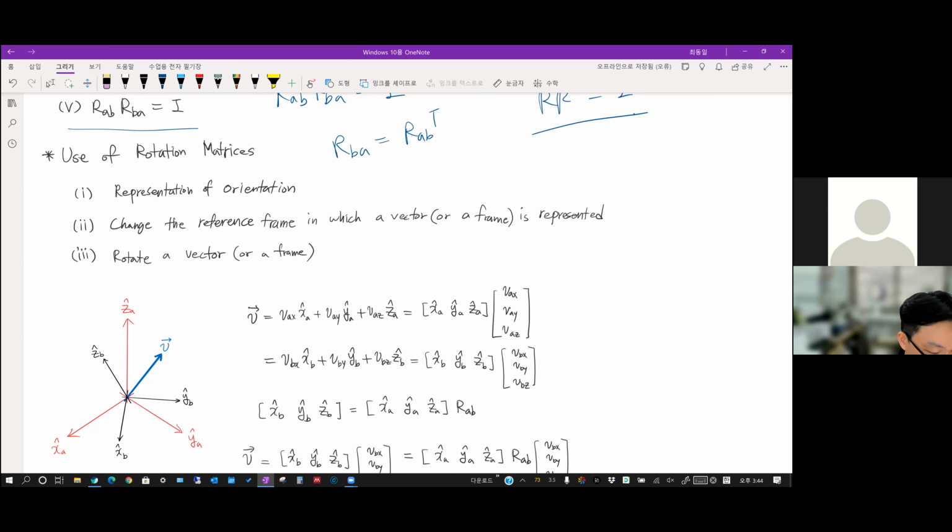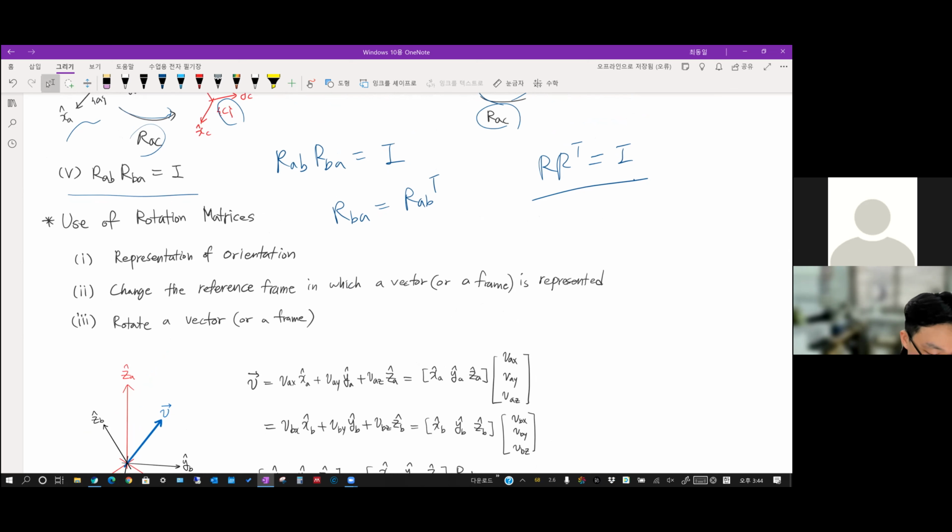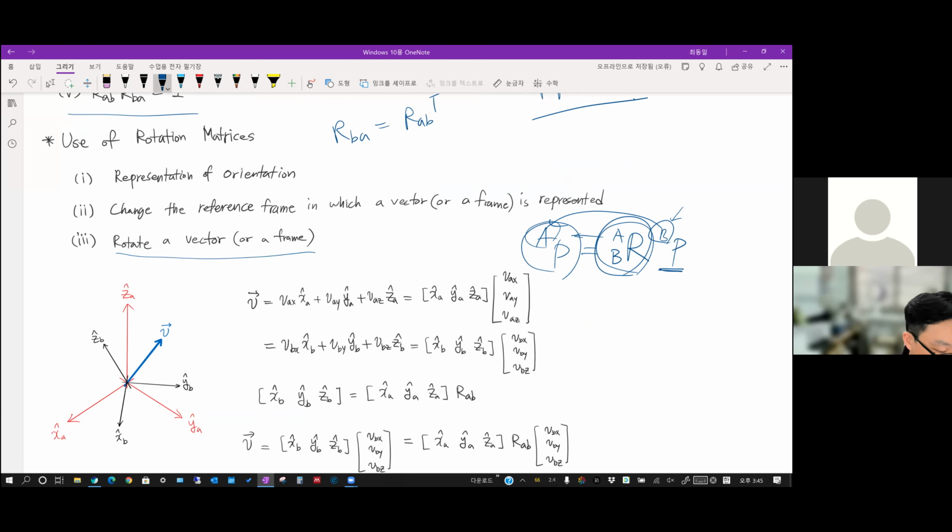So the change of reference means, when we use this expression, the reference frame in here was B frame, and by applying the rotation matrix, it becomes the position vector in the reference of A frame. So the change of reference has happened. So by using rotation matrix, we can do this. And thirdly, the rotation of the vector, rotating a vector.